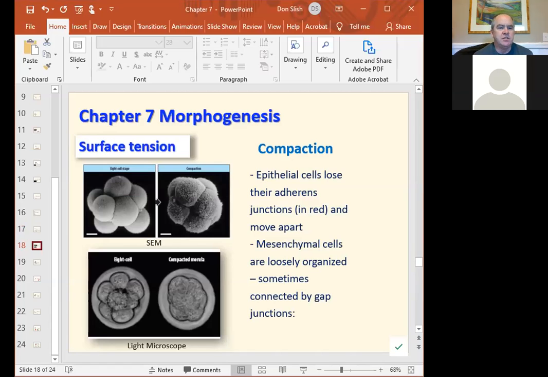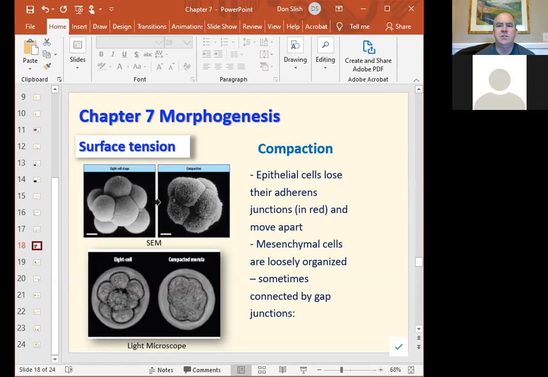In the top one, it's scanning electron microscopy, which is when you put something opaque on the outside of your cells and you shoot electrons off of it. You get a really nice picture from it. So here on the top, you're going from 8 cells of a normal embryo into compacted 8 cells. It looks a lot more obvious that you're compacting in the light microscope, because here on the left, you've got 8 separate cells, and on the right, it looks like one big glob of cells. So that's what compaction's all about.